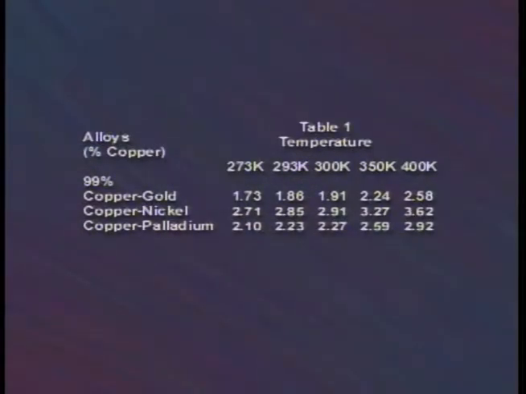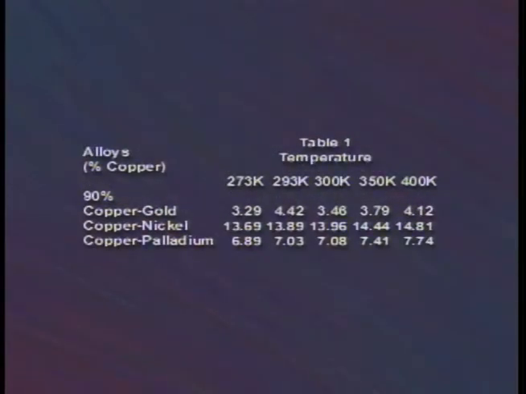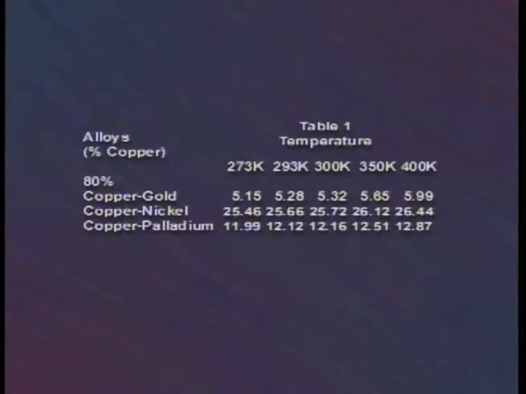Before we start the questions, let's look at the table. Across the top are temperatures, with the values increasing from 270 degrees Kelvin to 400 degrees Kelvin. The information along the side is divided into sections that differ by the percent of copper in the alloy. The percent of copper decreases from 99% to 70%. The same 3 copper alloys are repeated for each percentage. In other words, alloys of copper with gold, nickel, and palladium are presented at the different percentages of copper.